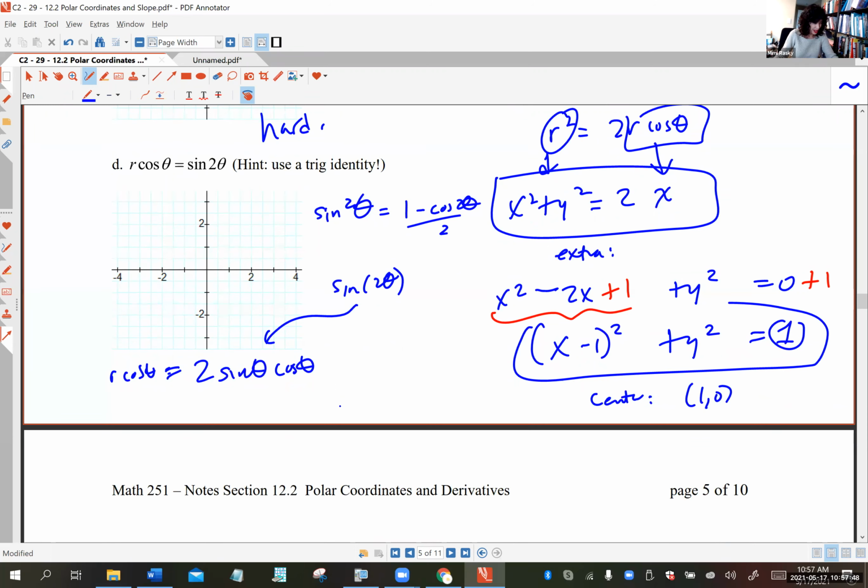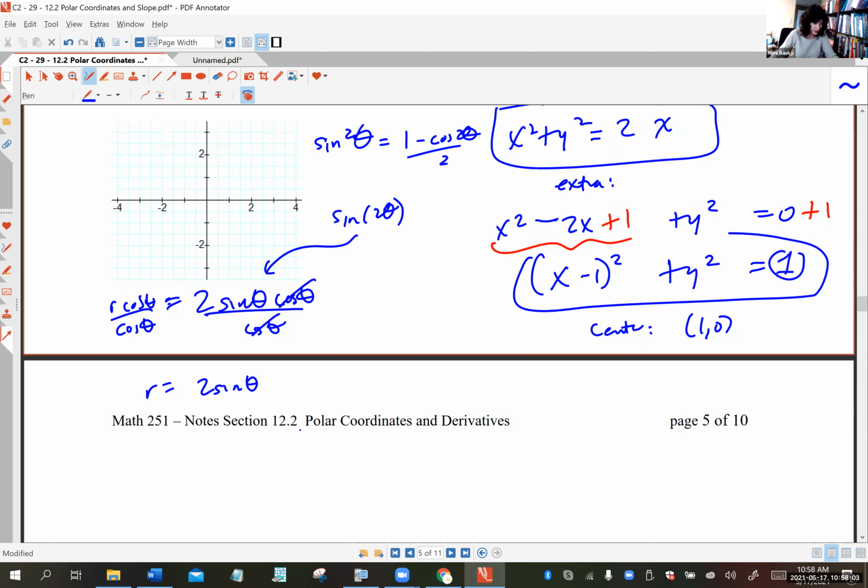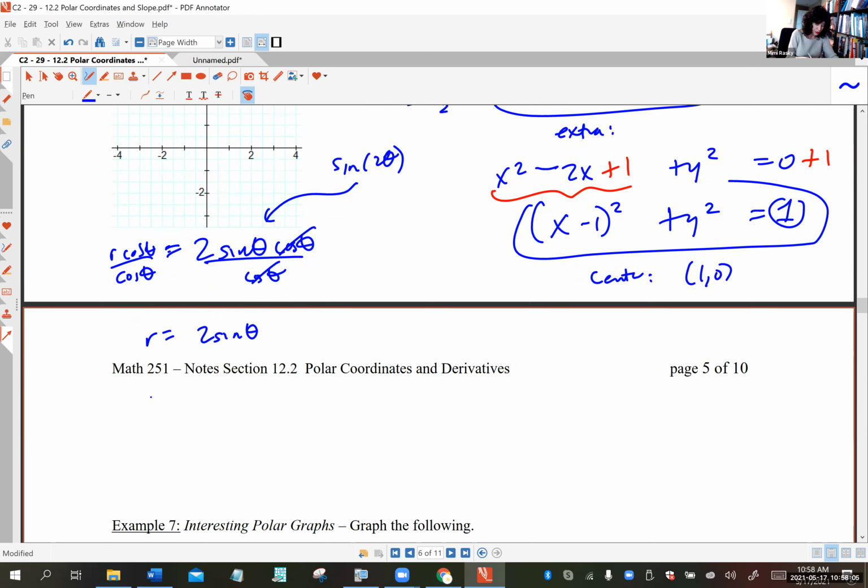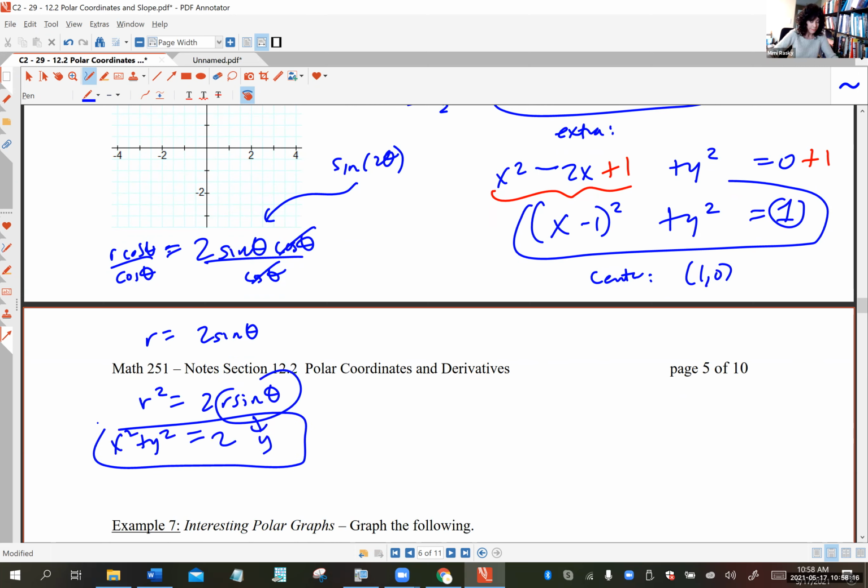Well, now what? Well, there's some tricks here. I'm going to divide both sides by cos, and assume that cosine isn't 0 in order for me to do that. Okay. And now I'm going to use the trick that I just told you about before. Multiply both sides by r, and then use your conversion formulas, where r sine theta is the same as y. So x squared plus y squared equals 2y. And you're done.